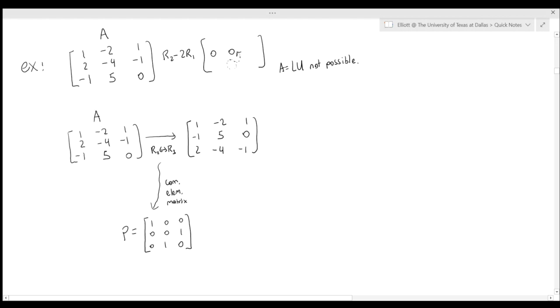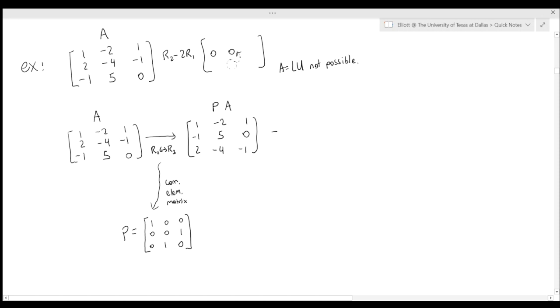Now, if you remember, if I multiply a matrix on the left by an elementary matrix, the result is the same as performing the corresponding row operation. So in other words, this matrix that we have now, this is actually equal to PA. So now what we're going to do is we're just going to find an LU decomposition for matrix PA. And that's how we end up getting PA equals LU.